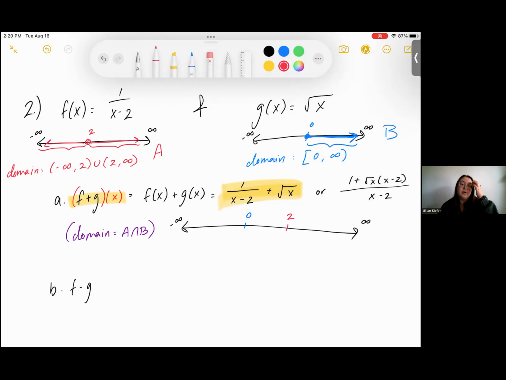So for 2, for our f of x value, domain A, we excluded 2, but we got to include everything else.